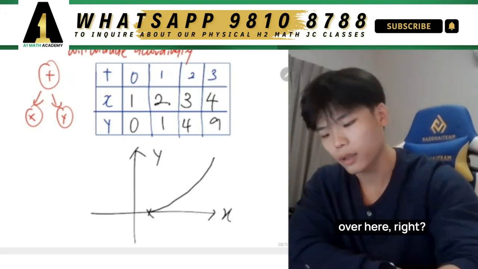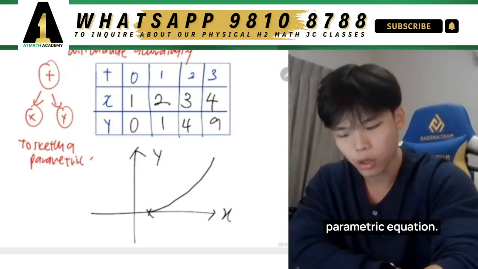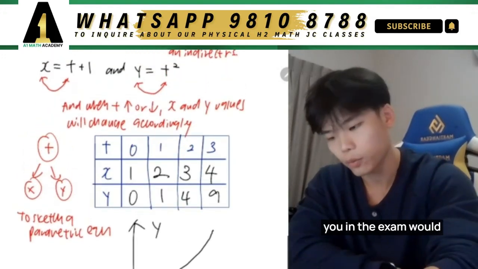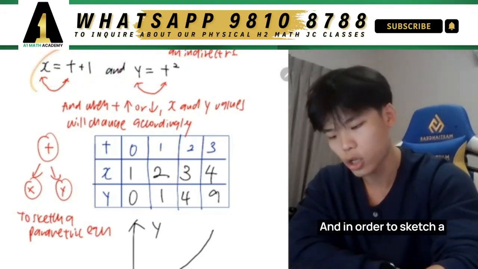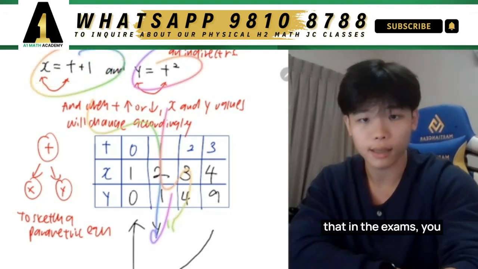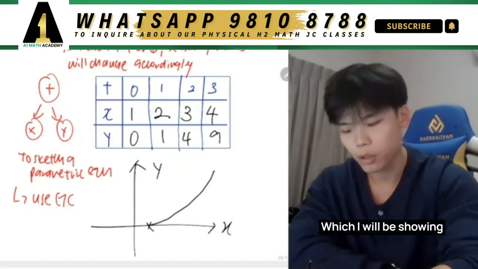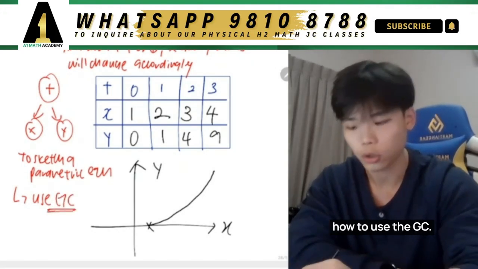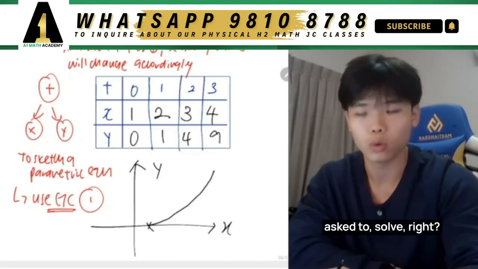So this graph over here is how we sketch a parametric equation. What will be given to you in the exam would be just these two. You'll just be given these two, and in order to sketch a parametric equation like that in the exams, you have to use the GC, which I will be showing you subsequently how to use. So this is one very common question that we will be asked to solve.